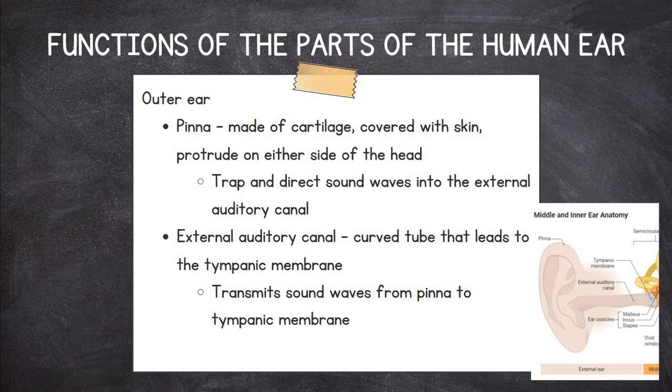So obviously then the function of the external auditory canal is to transmit the sound waves from the pinna to the tympanic membrane. Okay? And as you can see here, this external auditory canal is a curved tube that leads from the pinna to the tympanic membrane. Okay, so that is how the sound is captured with the pinna and transported inwards through the external auditory canal.